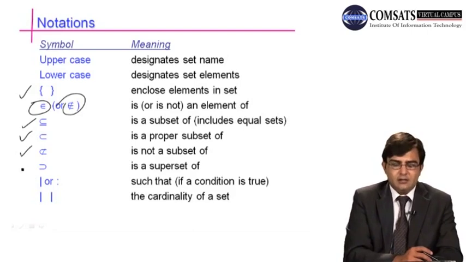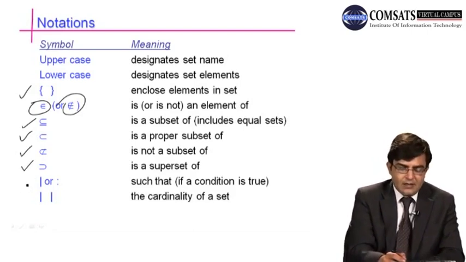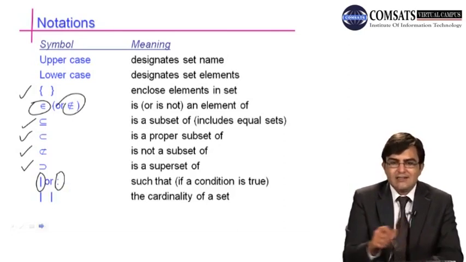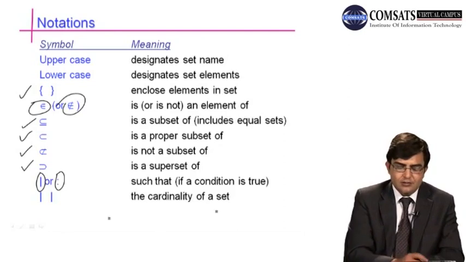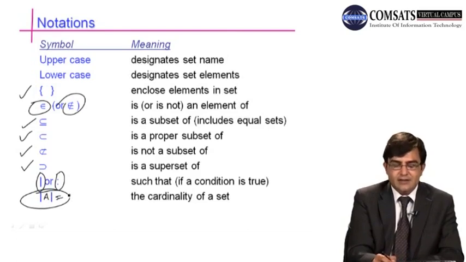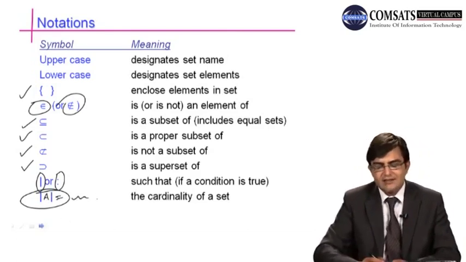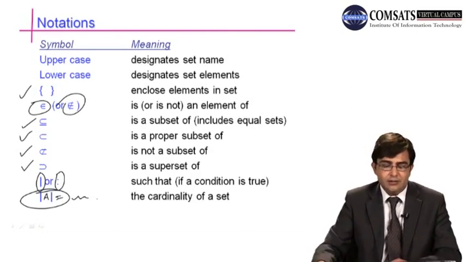This is a superset of. This bar or this symbol is used for such that, if a condition is true, and this notation is used for cardinality. For example, the cardinality of A is the number of elements in that set. So these are the notations we use in set theory.